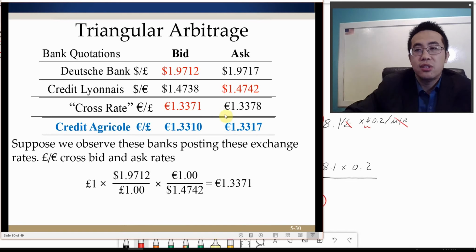Is there a trade? Yes, there is. You can buy at 1.3317 and sell at 1.3371 to lock in a profit. But you cannot directly sell at 1.3371. You can only directly buy at 1.3317. Okay, what currency are you buying? This is the price for pound, so you should buy pound.